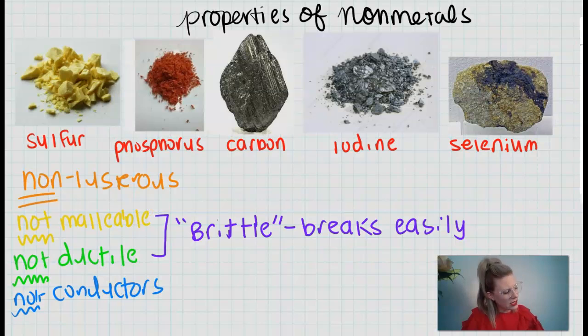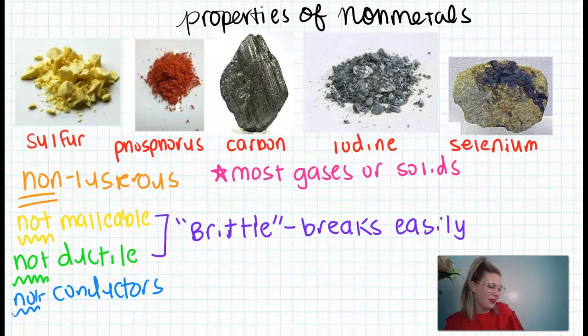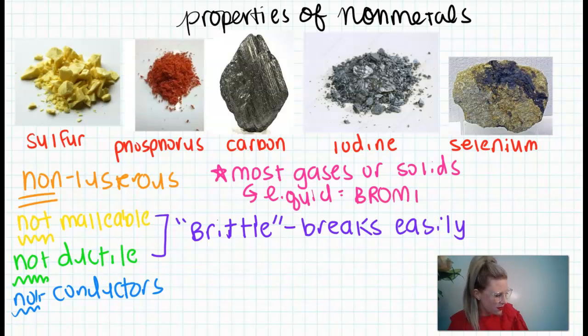Again, as I mentioned before, I'm going to say most are gases or solids. And again, there's only one example that's a liquid. And our liquid for the nonmetals is actually bromine. Okay, cool. So these are our nonmetals. Essentially, you can almost think of it, like I said, as just opposites of metals, though the term brittle is really important to understand. And again, I like to point out that we do have this liquid that is bromine.